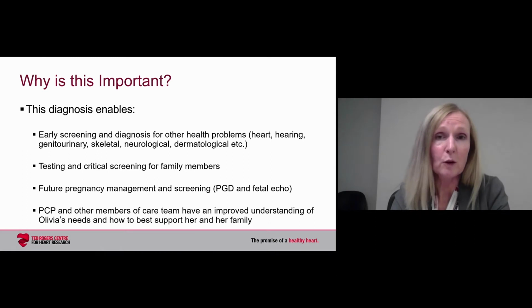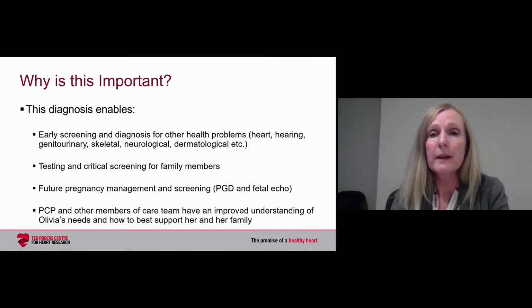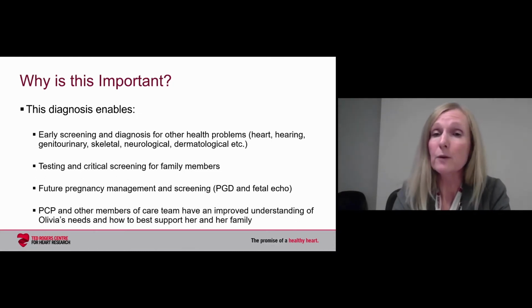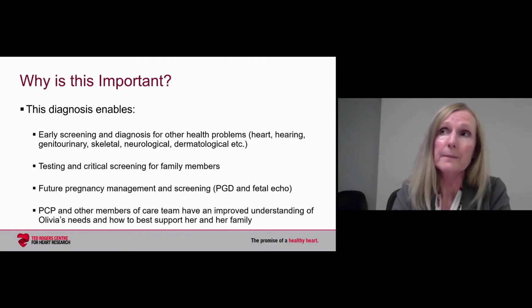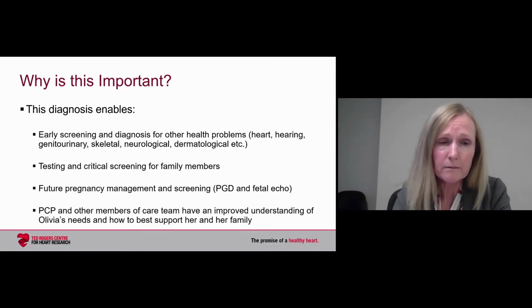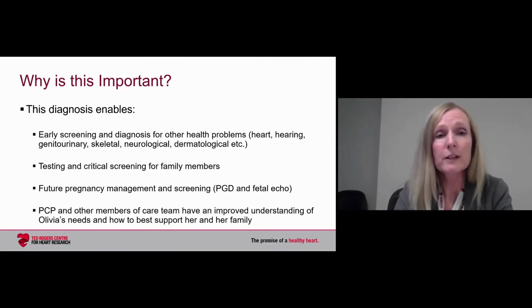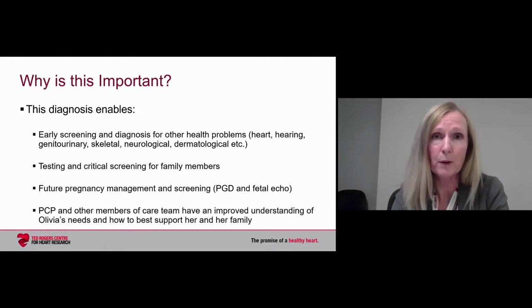Pre-implantation genetic diagnosis, or PGD, is also available for the parent should they be a carrier of this genetic variant. Which enables them to make informed choices about their next pregnancy and being able to test an embryo ahead of time before implantation in order to not have another pregnancy with this type of genetic variant. So it really allows for options and to even allow to have conversations around those options. And the primary care provider, as well as other members of the care team, now have an improved understanding of Olivia's needs and how to best support her and her family.